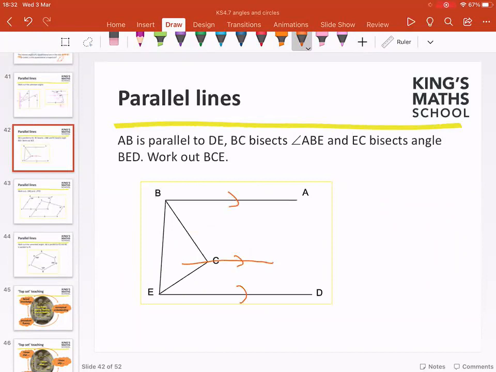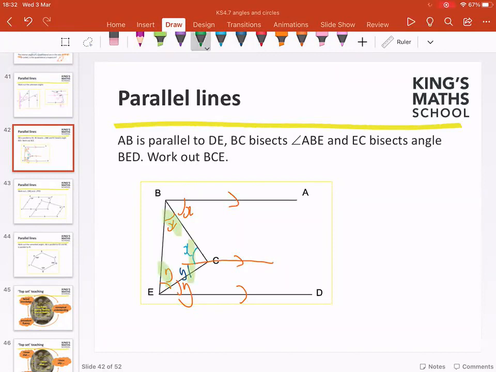What do we know? We know that BC bisects ABE, so that's X and that's X. And then EC bisects BED, so that's Y, not necessarily X and Y. And so by alternate angles, that's X, and by alternate angles, that's Y. And then we're a bit stuck. We've got an X and an X and an X and a Y.